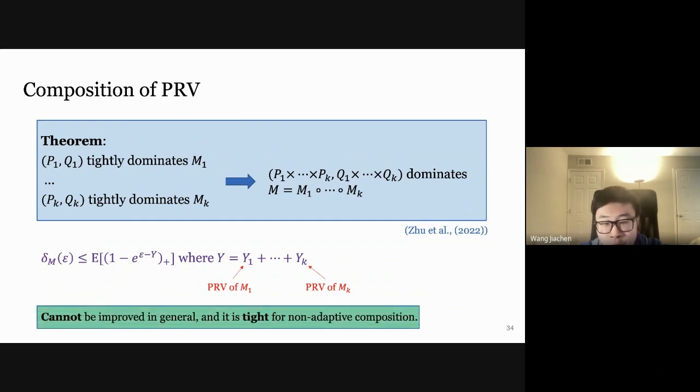And what we mean by good here is that such a bound cannot be improved if we do not incorporate specific knowledge about the adaptivity in the composition. This is because the product distribution will tightly dominate M if the individual mechanisms are composed independently. Since the specific dynamics of noisy gradient descent are usually intractable to analyze, the privacy accounting techniques usually work with this expectation instead, and we denote it as this delta sub Y here.